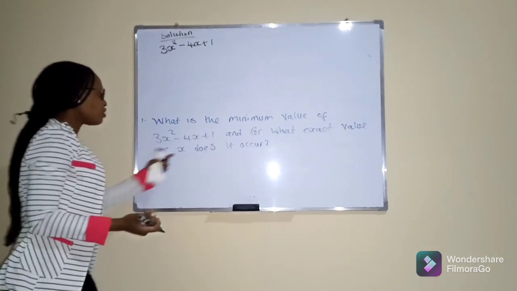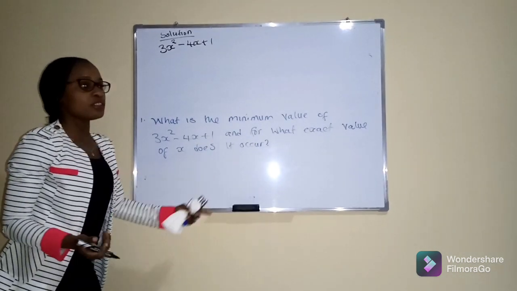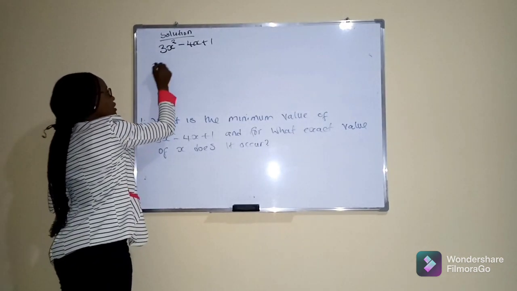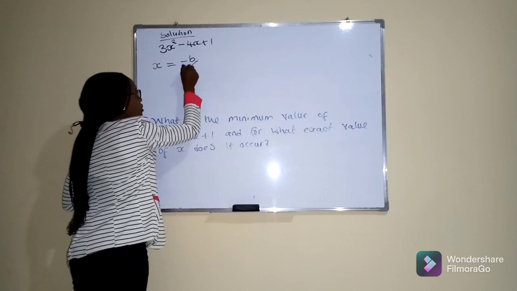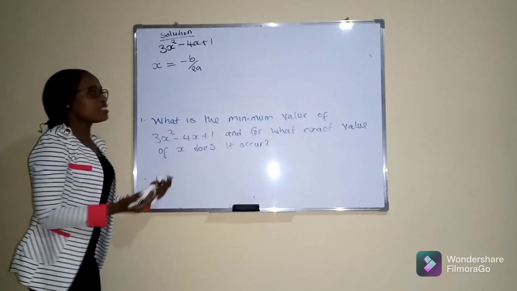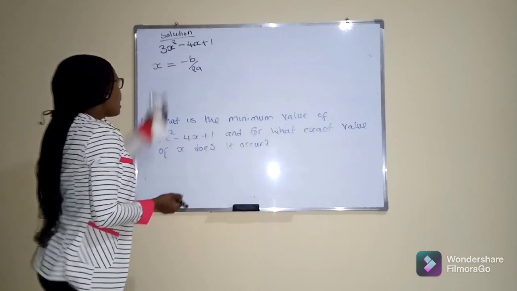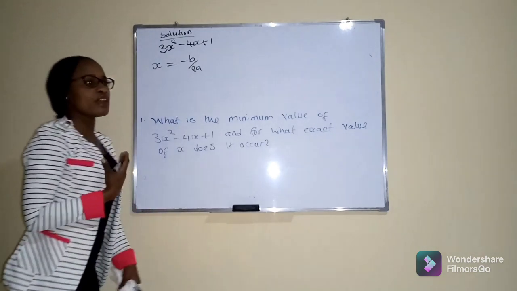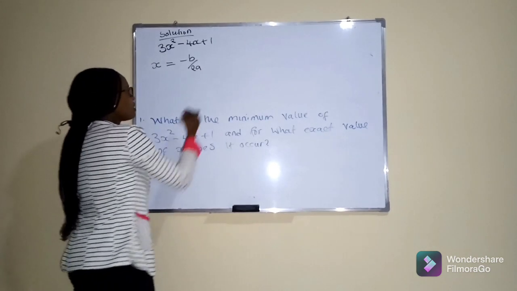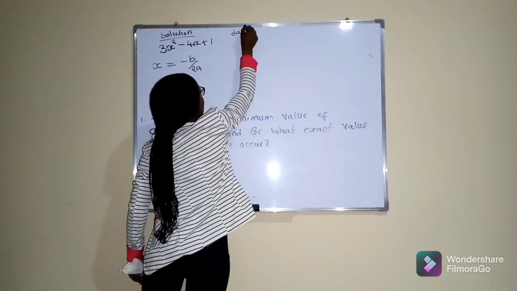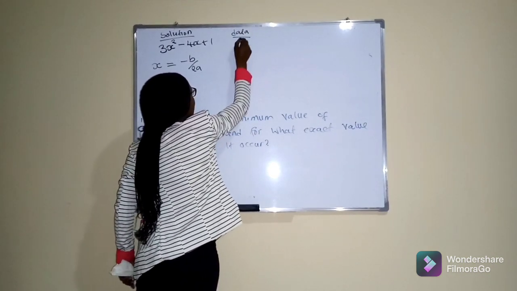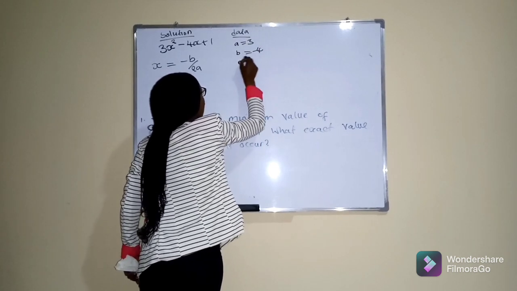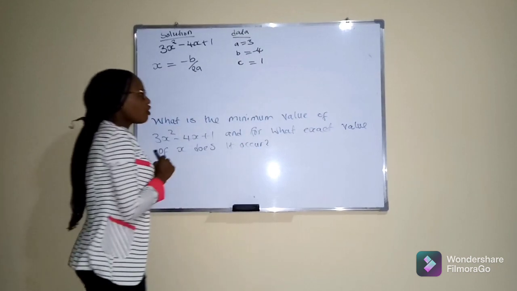And we already talked about the ways in which we can find the value of x. We agreed that x is given by negative b over 2a. That is the formula we are supposed to use. Looking at the quadratic equation, we can identify what a is, what b is, and what c is. So from here, our data: a is equal to 3, b is equal to negative 4, and c is equal to 1.